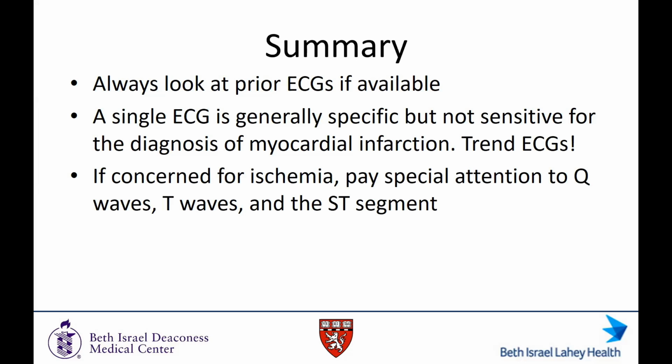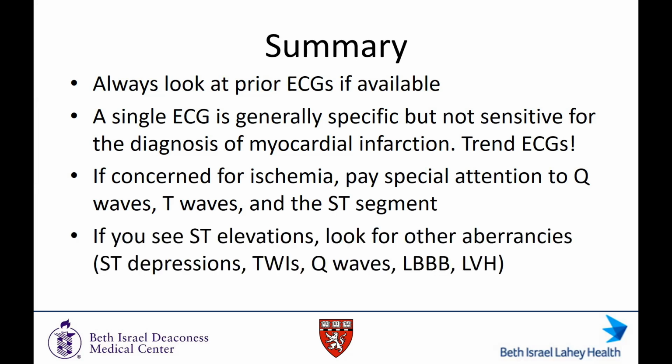If at all you're concerned for ischemia, try to hone in on the Q waves, T waves, and ST segment. As always, be methodical and look at everything else, rate, rhythm, etc. But this is where the most high yield changes will be in ischemia. And with ST elevations, always be on the lookout for other aberrancies.